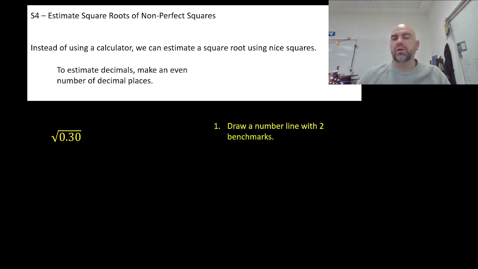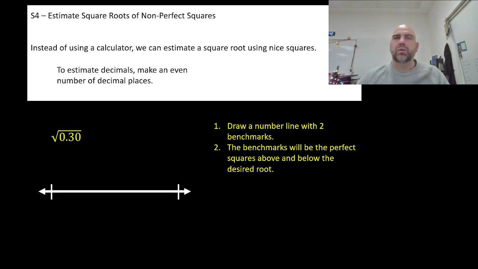Now, the first step is to draw a number line with two benchmarks. So there we go. There's our number line. It has two benchmarks, one on each side. And for those benchmarks, we need to take perfect squares, or nice squares, that are above and below the desired root. Now, you might think, well, 0.3 is between 0 and 1. We can use that. But we can go even more accurate. 0.30 is right between 0.25 and 0.36.